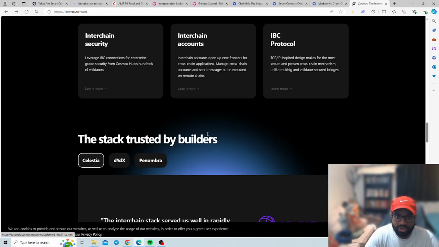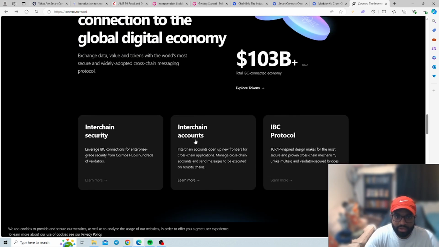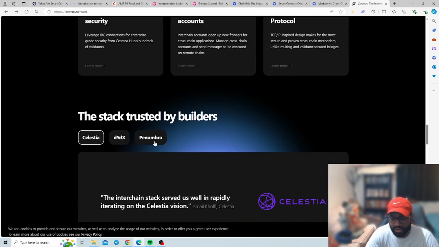So it just shows all the IBC articles. You can have interchain security, the IBC protocol, interchain accounts. So it allows all these different networks to communicate with each other and then build on top of existing tech, where things are going to be seamless. But Cosmos is definitely one that's been around. Make sure you pay attention to those.